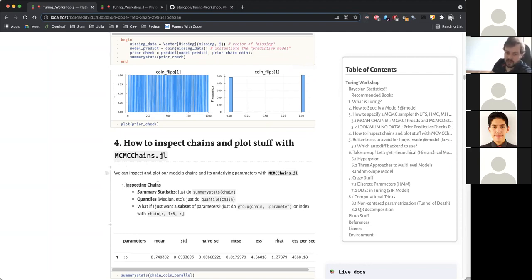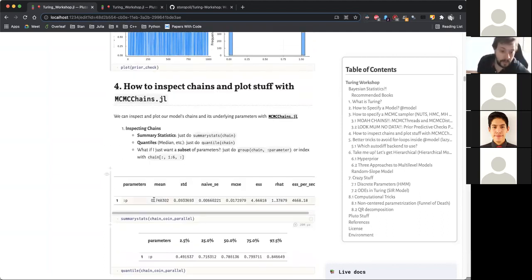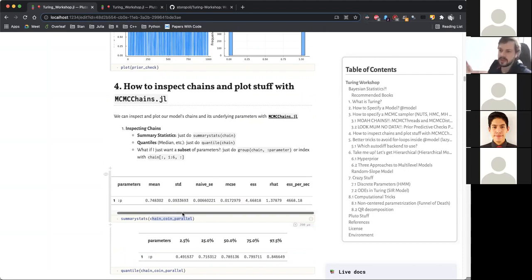First, I can inspect the chains with summary statistics or using quantiles, like the median or the 95% quantile and everything. So if I have my chains object and I just do summarystats, I will get something similar to the DataFrames summary stats method. If you guys are familiar with data frames in Julia, it will give me the mean, the standard deviation, and also some Markov chain metrics.